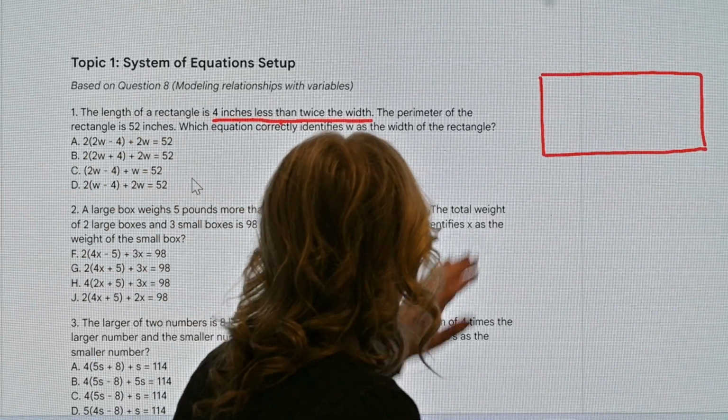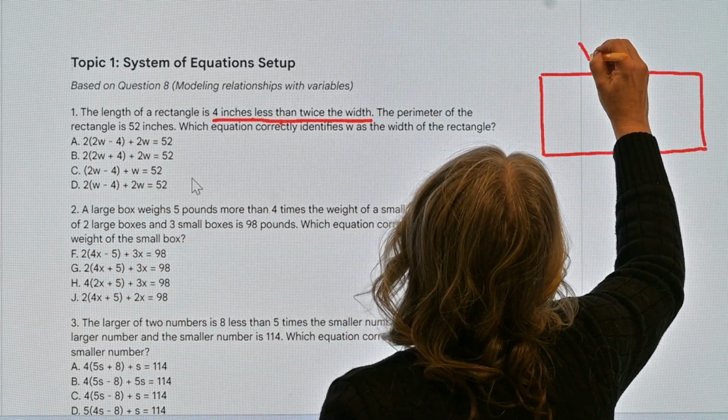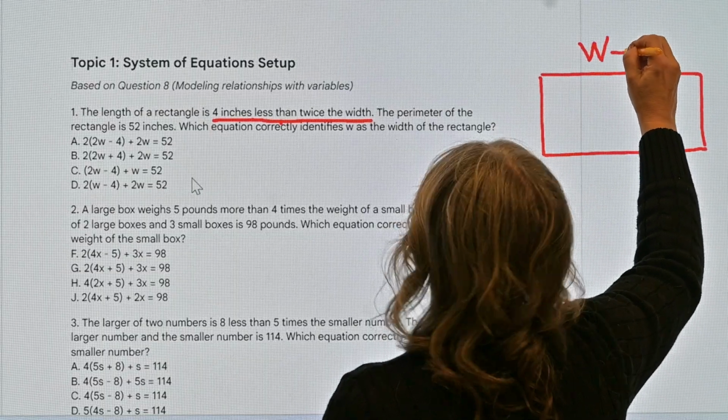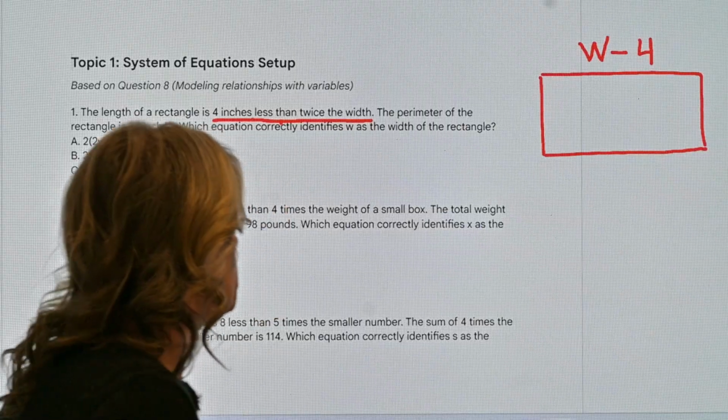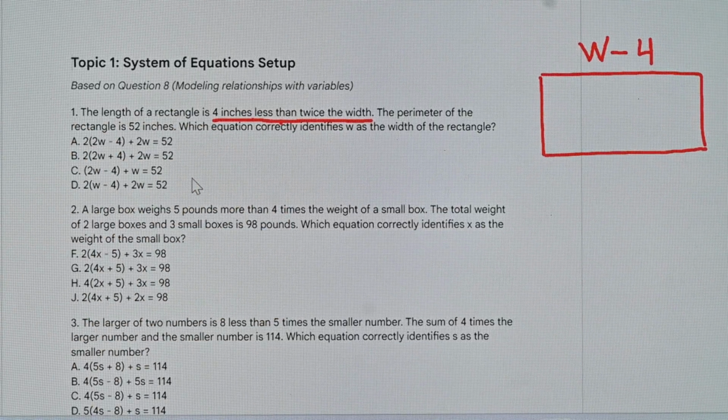So I would call this 2W minus 4. Do you guys all agree with that? Does anybody disagree? Think it should be anything different? Okay, so 4 inches less than twice the width.